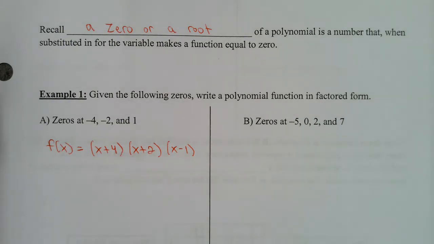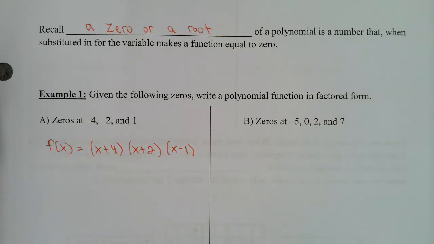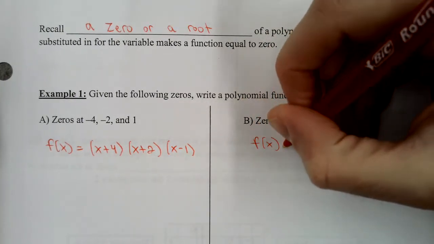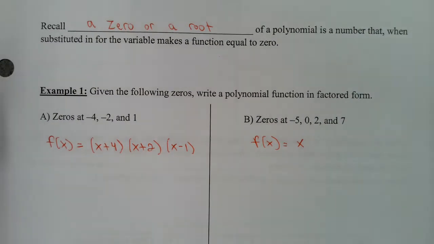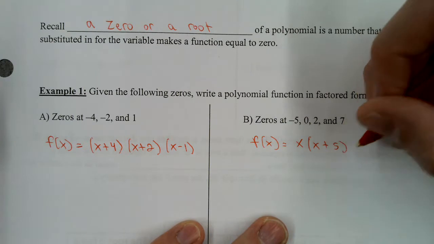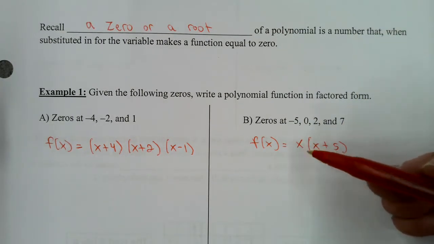Example 1b. If it has zeros at negative 5, 0, 2, and 7, write a polynomial function in factored form. Let's start with the 0 of 0. Since there's a 0 or a root at 0, it means one of my terms is just an x. If there's a 0 at negative 5, then it means x plus 5 is a factor, because when I solve that, I get x equals negative 5. When I solve the first one, I just get x equals 0.